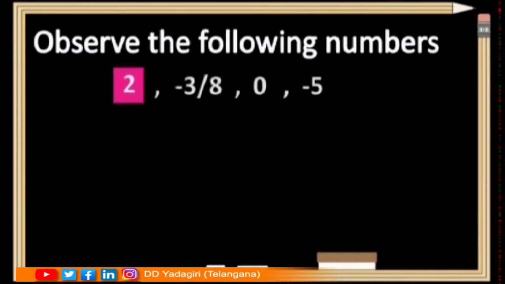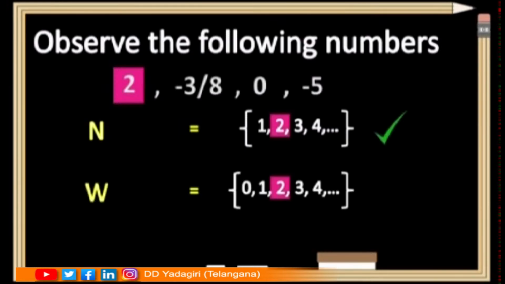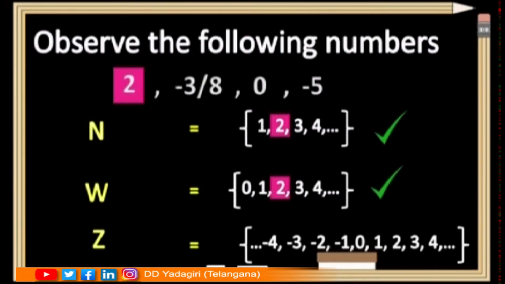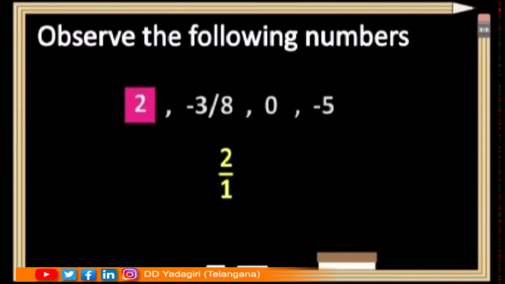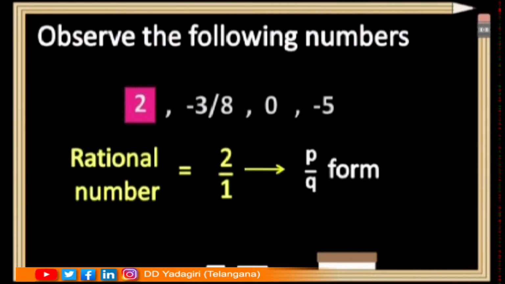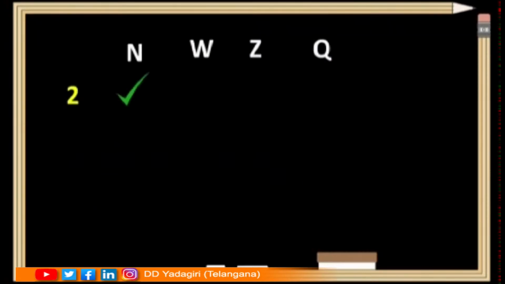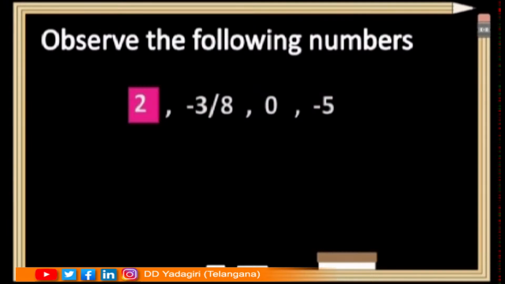So first of all I am taking 2. 2 is in the natural number set, and 2 is in the whole number set. 2 is in the set of integers. So 2 can be expressed as 2 by 1, which is of the form p by q, therefore it is a rational number. So we can say that 2 is in the natural number set, whole number set, integer set, and rational number set.